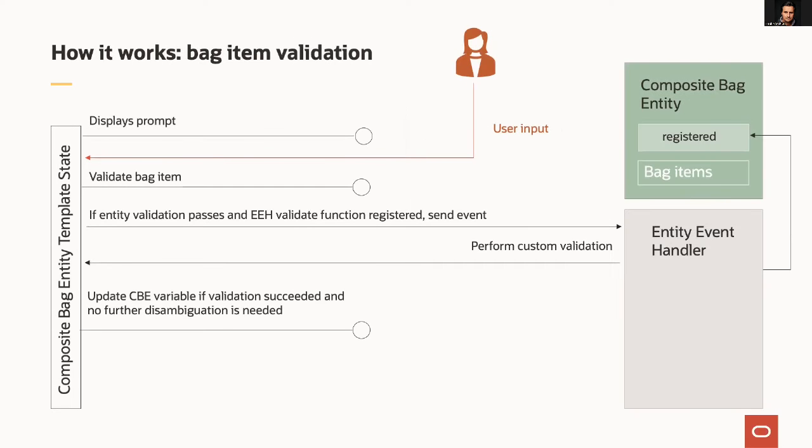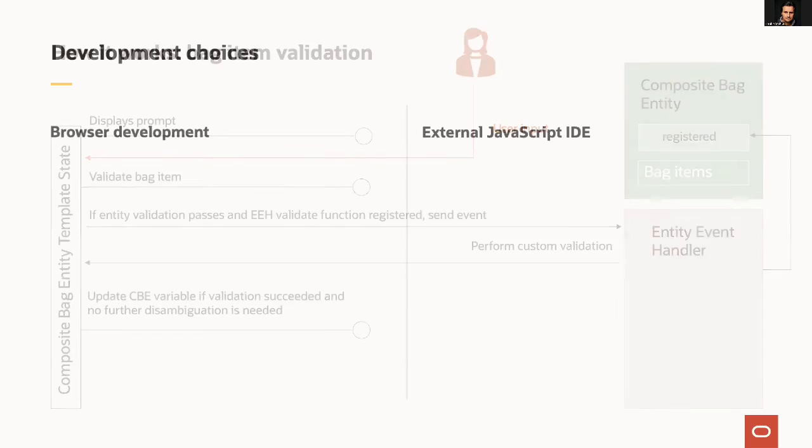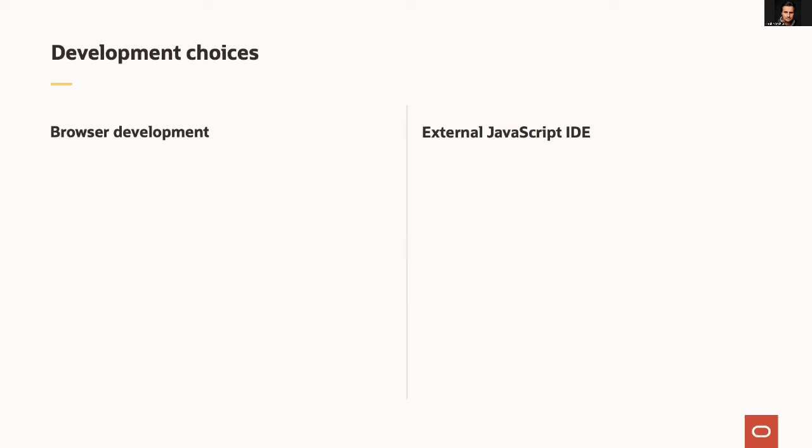So let me go back here and make just one point. At any time within this back and forth, you can do backend calls. So whenever there's a need for a backend call, you can do that. There are two development choices that we have.